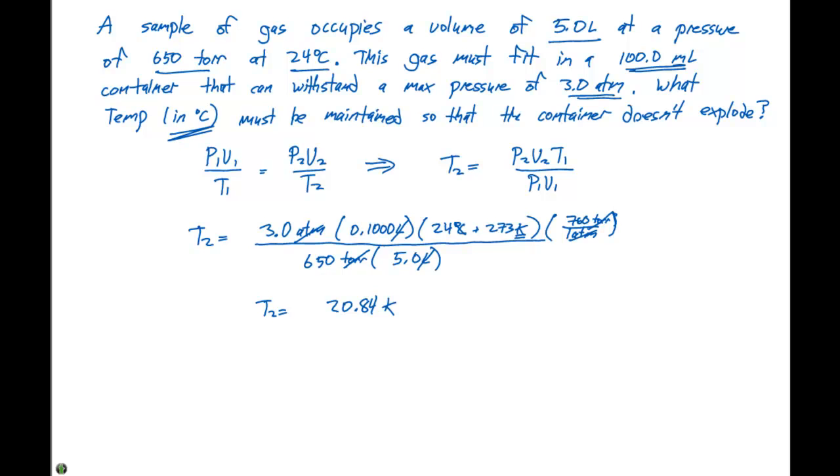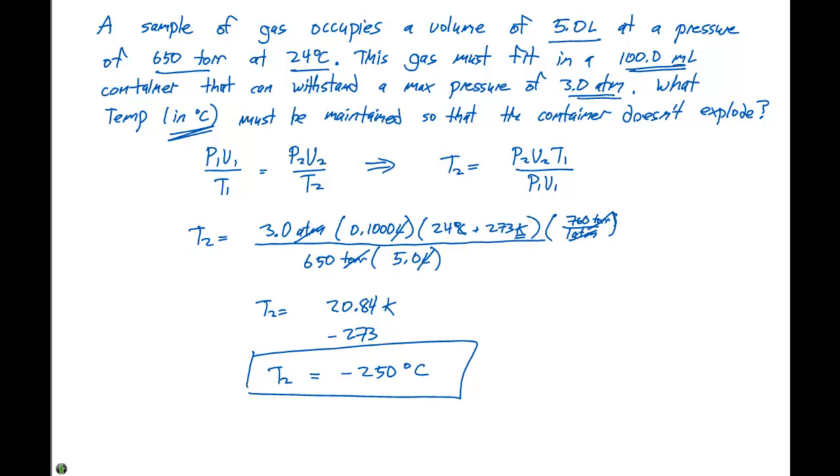And we're asked in this particular question to solve for the temperature in degrees Celsius. So in order to go from Kelvin to Celsius, we need to subtract 273. And when we do that, if we look at all our significant figures here, we have two pieces that have just two significant figures. So we need to express our answer to two significant figures, so that's going to give us negative 250 degrees Celsius.